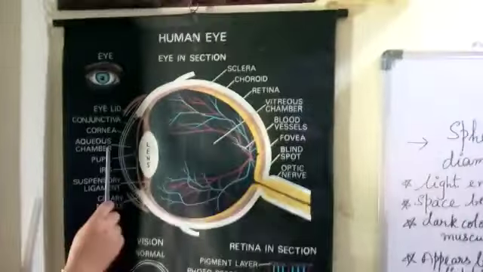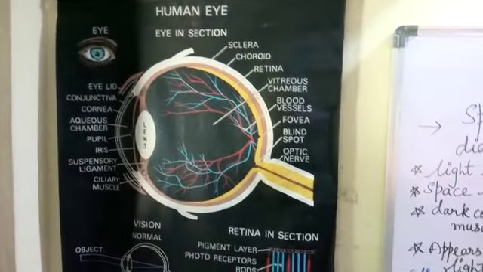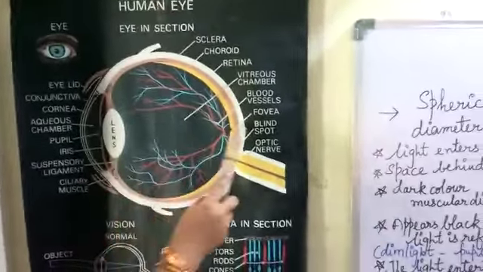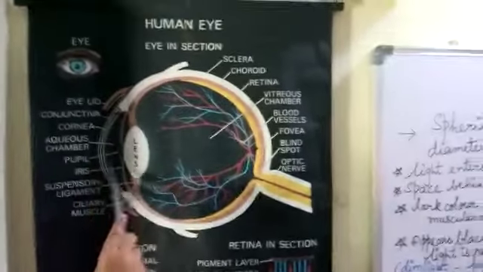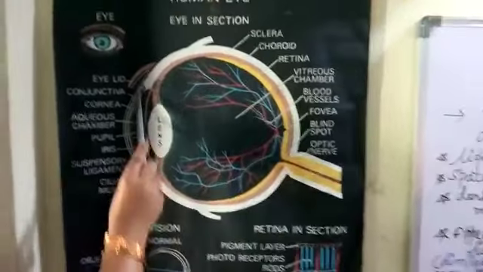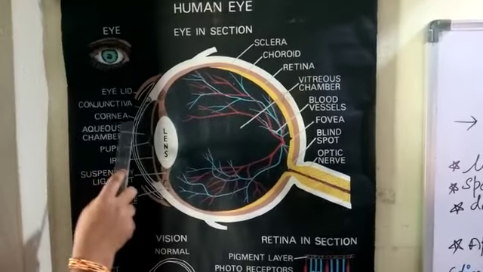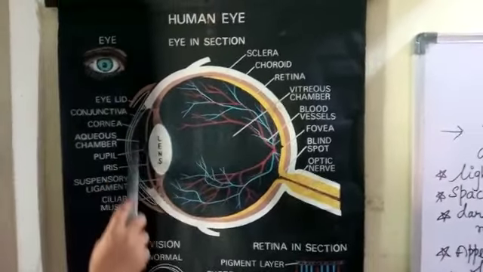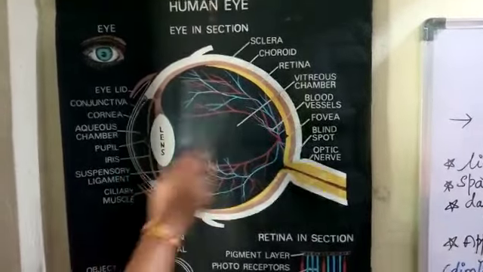So this is the eye, where the diameter of the eye is 2.5 centimeters. And here you can see very clearly the curved transparent medium. This is nothing but called the cornea. So the cornea is the first part of the eye, which is protecting the entire eye.